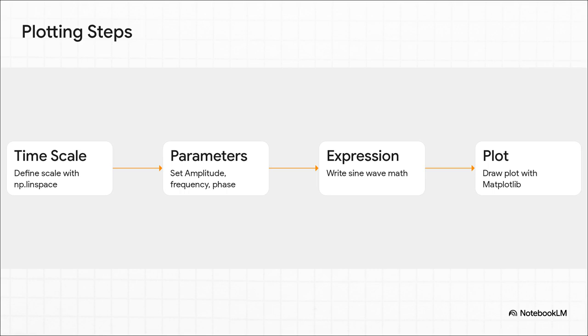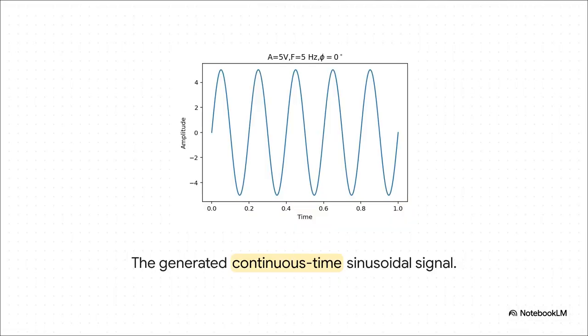Now, translating that pure math formula into a functioning Python script requires 4 structured steps. First, we have to define a timescale array, and we use NumPy's linspace function to do this. This basically creates our horizontal x-axis time points. Second, we set our variables for the signal parameters we just discussed: amplitude, frequency, and phase. Third, we write out the actual sine wave expression using the np.sin function, multiplying our variables together just like the formula. And fourth, we push all of that generated data to our Matplotlib library to actually draw the plot on our screen. And here is the incredibly satisfying payoff.